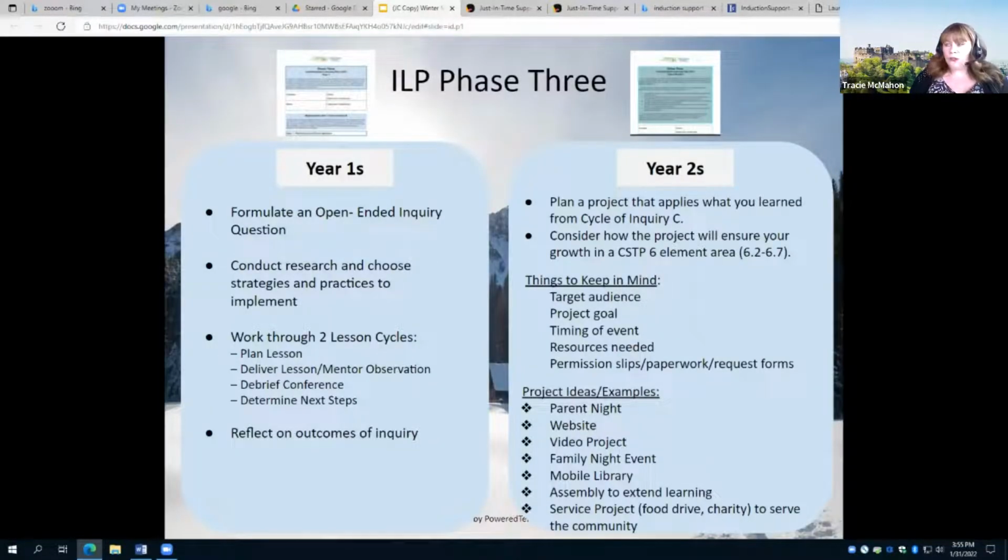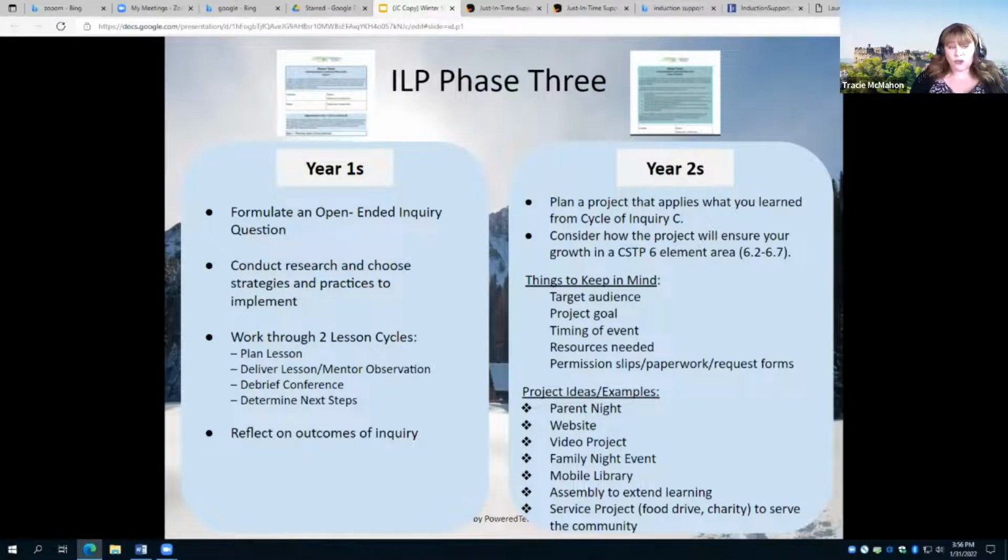So as we move into ILP3, again, you're doing 2 different things. So for year 1, remember, you're formulating an open-ended inquiry question. Then you're going to research some strategies or practices you might implement to practice in that. Work through 2 lesson cycles. So remember, that's where you're going to plan a lesson with your mentor, deliver the lesson and allow your mentor to observe you, have a debrief conference to see how it went, and then determine based on how it went what the next steps will be, and then repeat the process again.